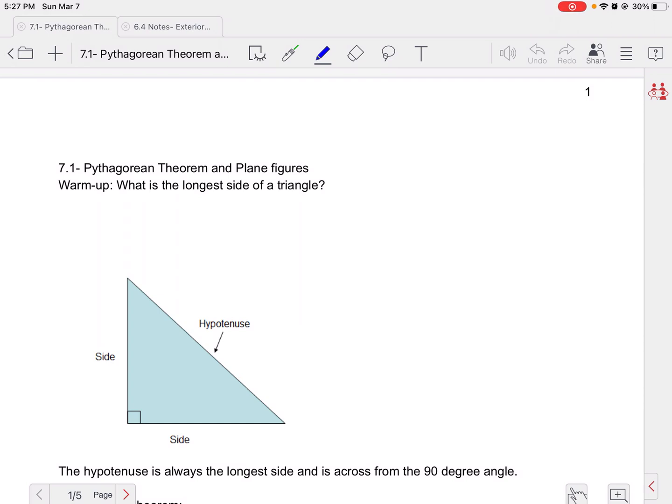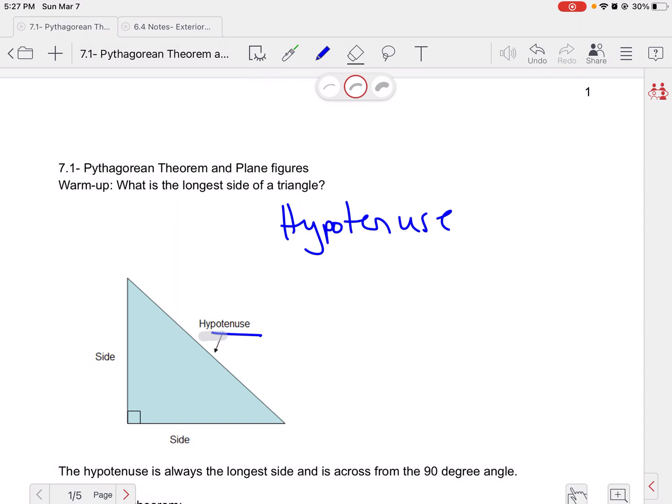Okay? So when we have a triangle, what is the longest side of the triangle? That might be a visual, it's labeled. The longest side of any triangle is what we call the hypotenuse. Hypotenuse, I should spell that correctly. It's sitting right there. Hypotenuse, okay?